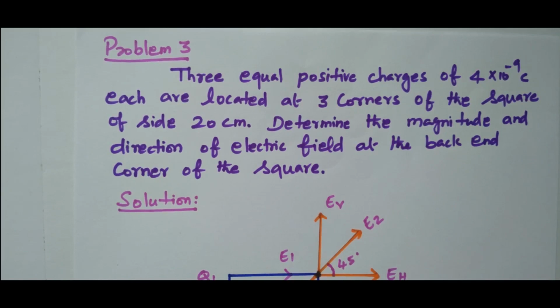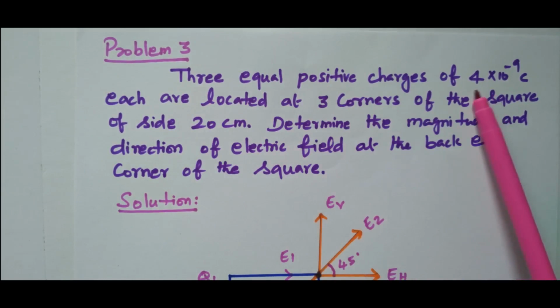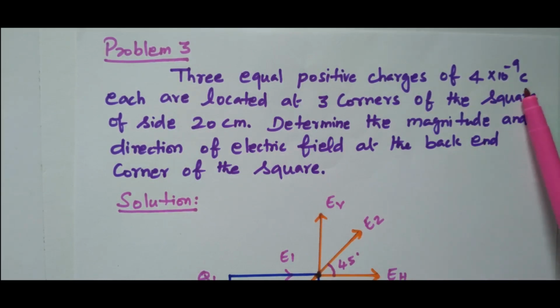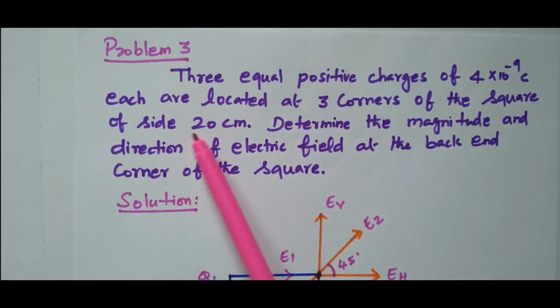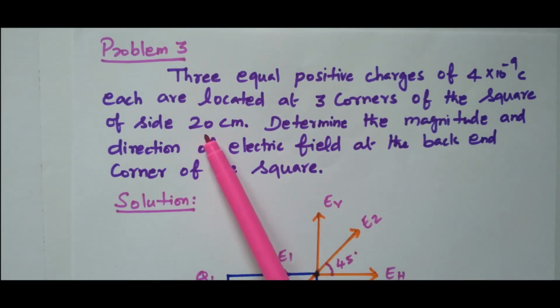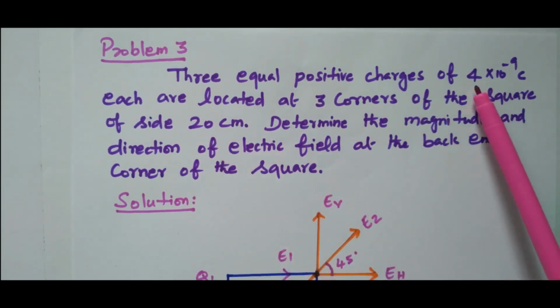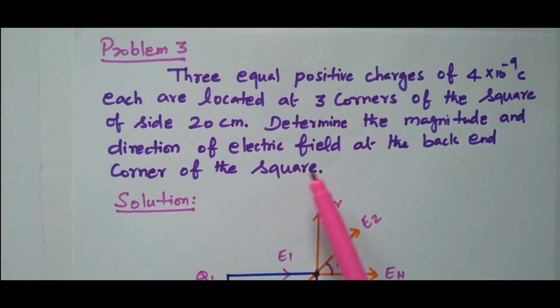Now we'll see the third problem. Three equal positive charges. The value is 4 into 10 to the power minus 9. Each is located at three corners of a square of side 20 centimeter. Right, one square is available with the side 20 centimeter. At the three corners, this 4 into 10 to the power minus 9 coulomb charge is placed. All three corners are equal value. Now our question is to determine the magnitude and direction of electric field at the fourth corner of the square.